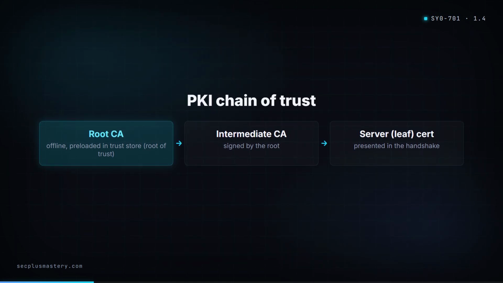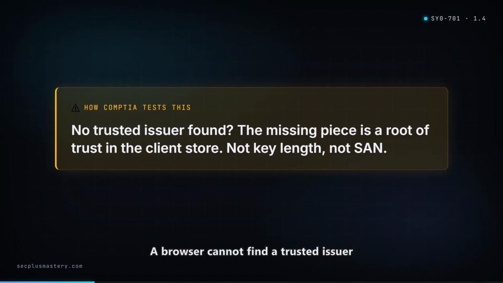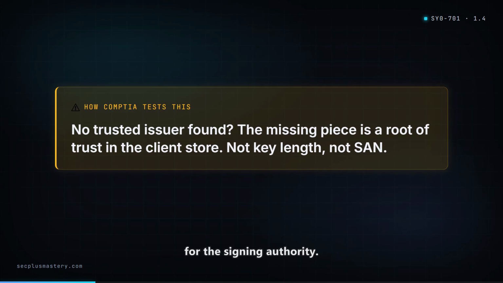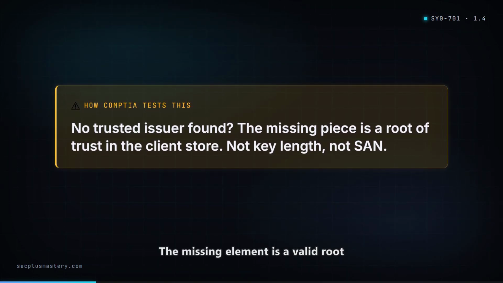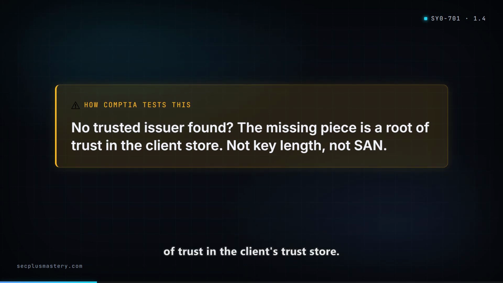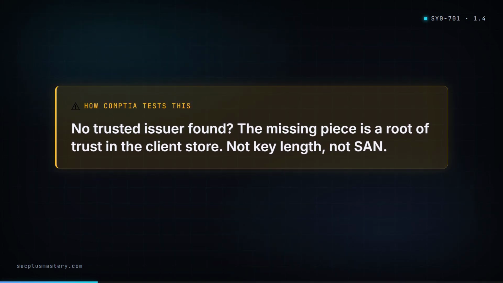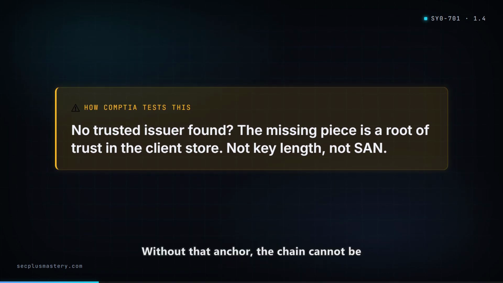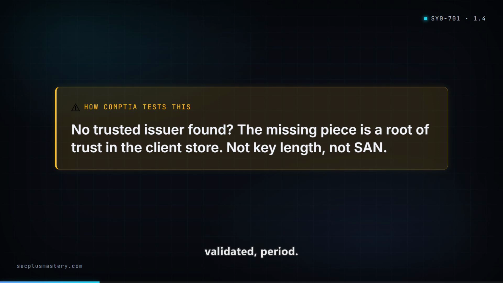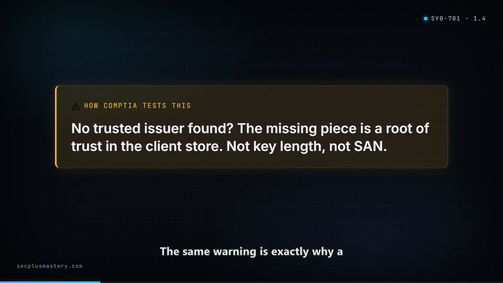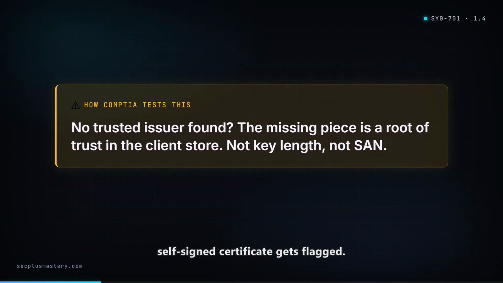A favorite exam scenario. A browser cannot find a trusted issuer for the signing authority. The missing element is a valid root of trust in the client's trust store. Not a longer key, not a SAN entry. Without that anchor, the chain cannot be validated, period. The same logic is exactly why a self-signed certificate gets flagged.